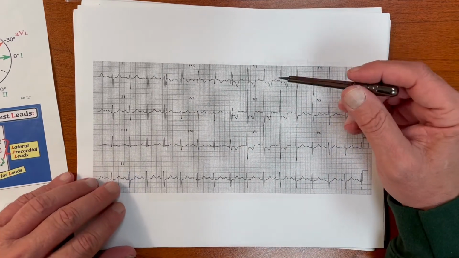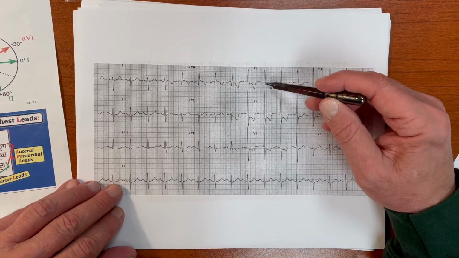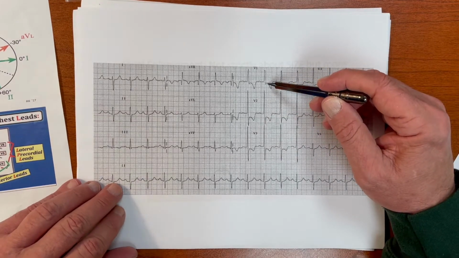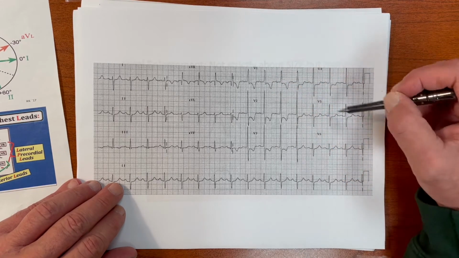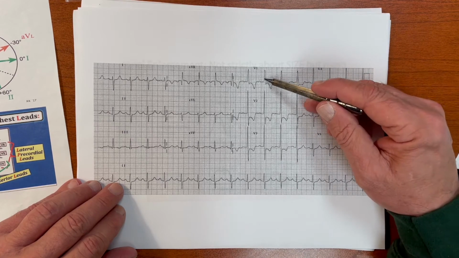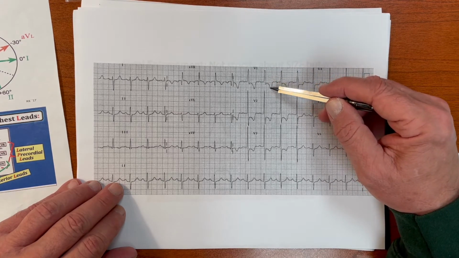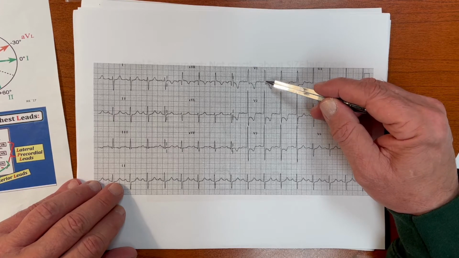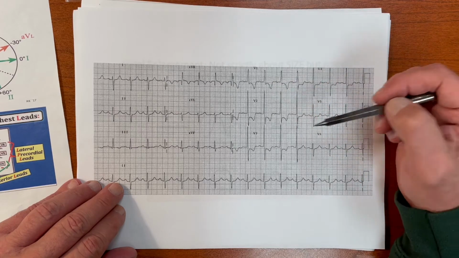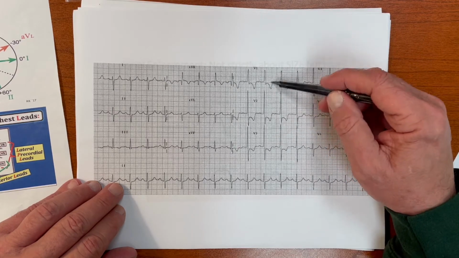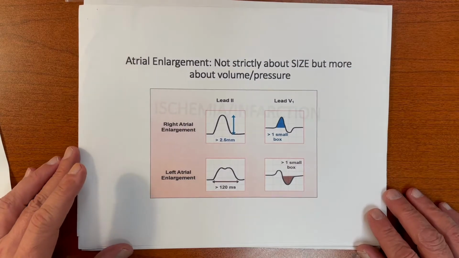Notice also that in the leads where you see the voltage, remember how in LVH we saw a strain pattern, the repolarization changes in the left leads? Well, notice here in the lead where we see the voltage for RVH, we see similar secondary changes. There's my J point, it's depressed, it goes into ST segment and inverted T wave. That's RVH with a strain pattern. Okay, so now we're going to talk about atrial enlargement.